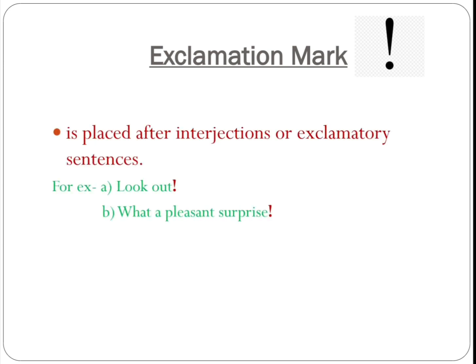Now next is exclamation mark. Exclamation mark is placed after interjections or exclamatory sentences. Interjections are short sentences that express strong emotions. We will discuss it later on. Now, here are the examples. The first example is, look out! The second example is, what a pleasant surprise! In both the examples, the sentence will end with an exclamation mark.